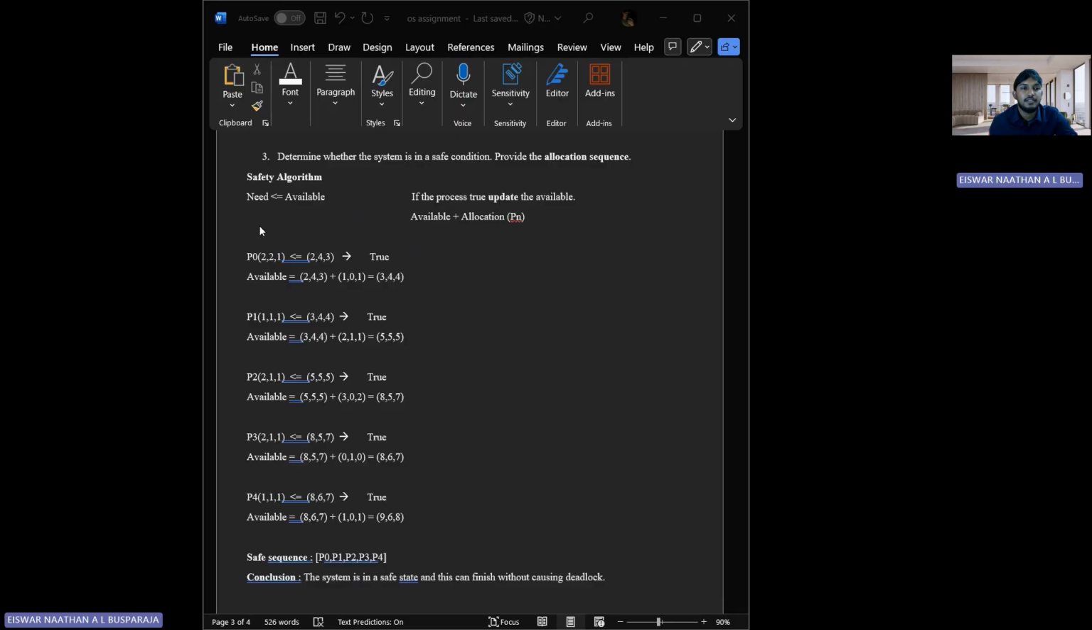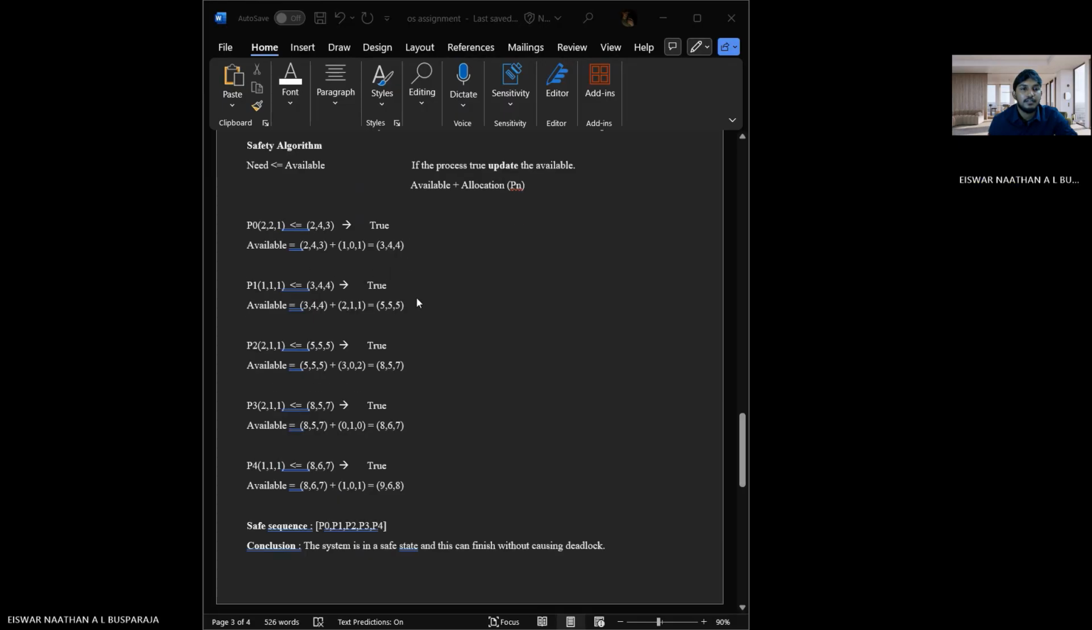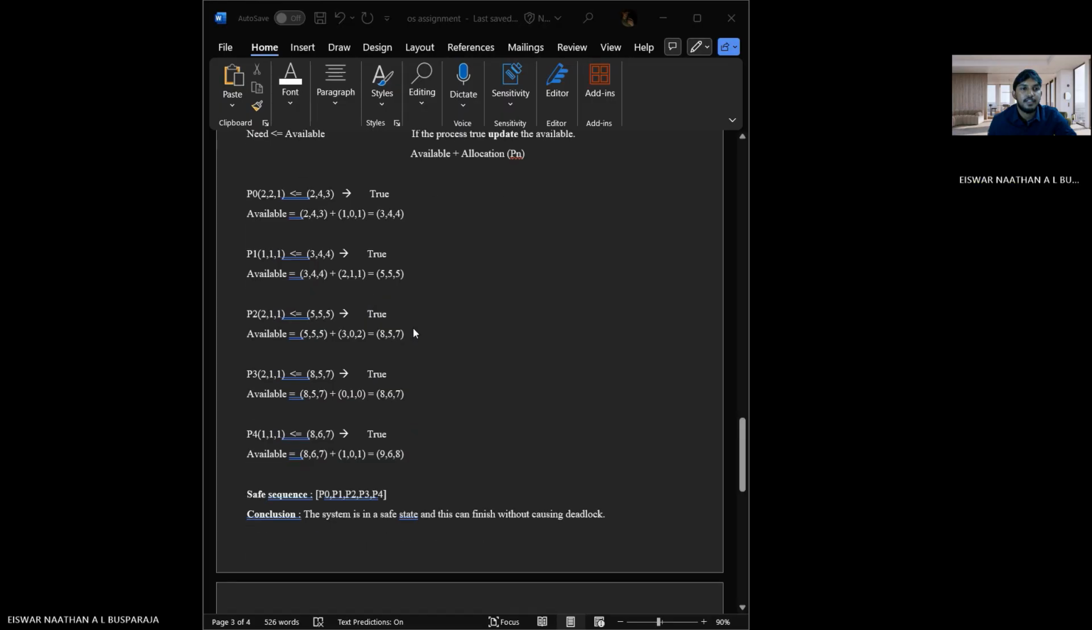Now we have to run the safety algorithm. For process 0, it shows true, so we have to update the available. For the next one, we replace it with the updated available here. It shows true, then we have to update the available again. Same for P2, P3 and P4.